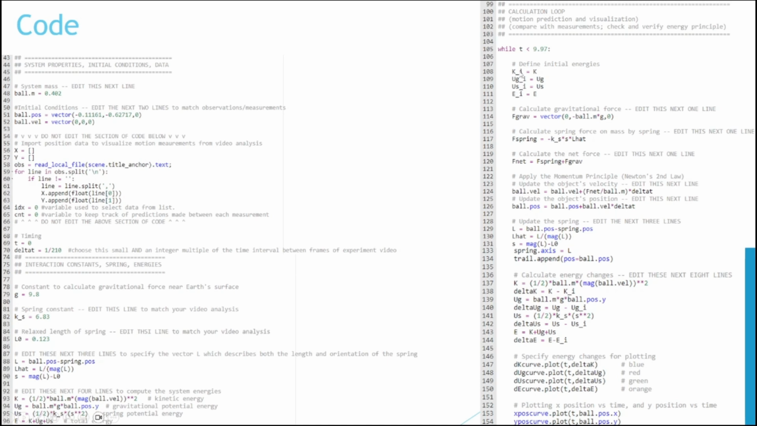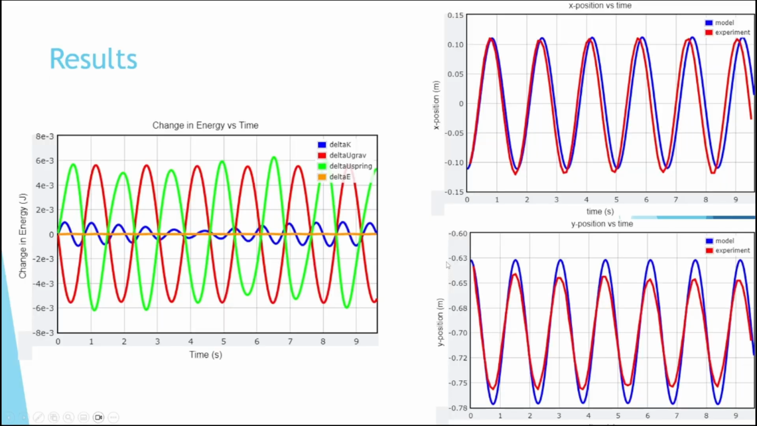initials, and then in the while loop we had the gravity being calculated, the force of the spring being calculated to get the net force, and using that the velocity and position update formulas were used to track the ball throughout time, as well as updating the new forces or new energies of the system at each time point.